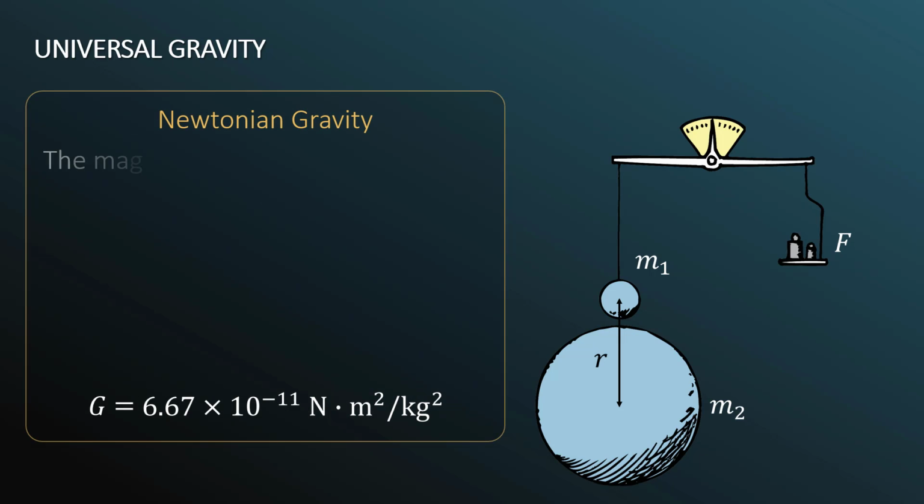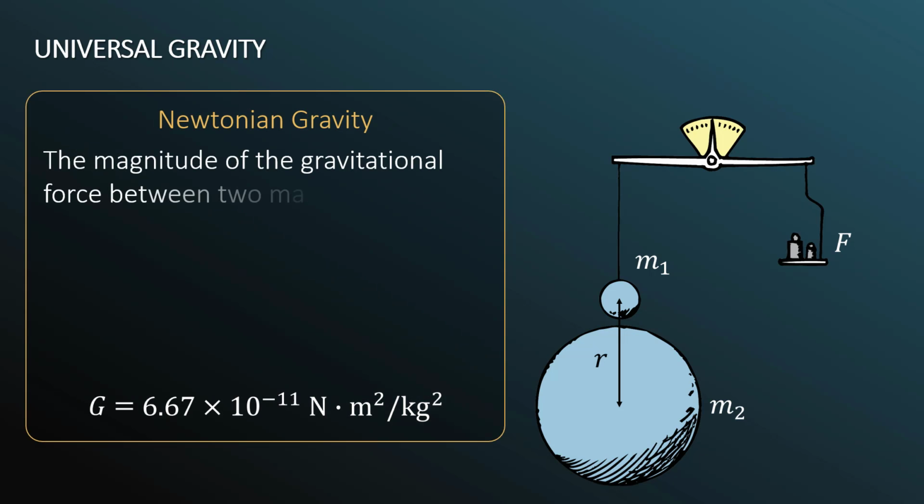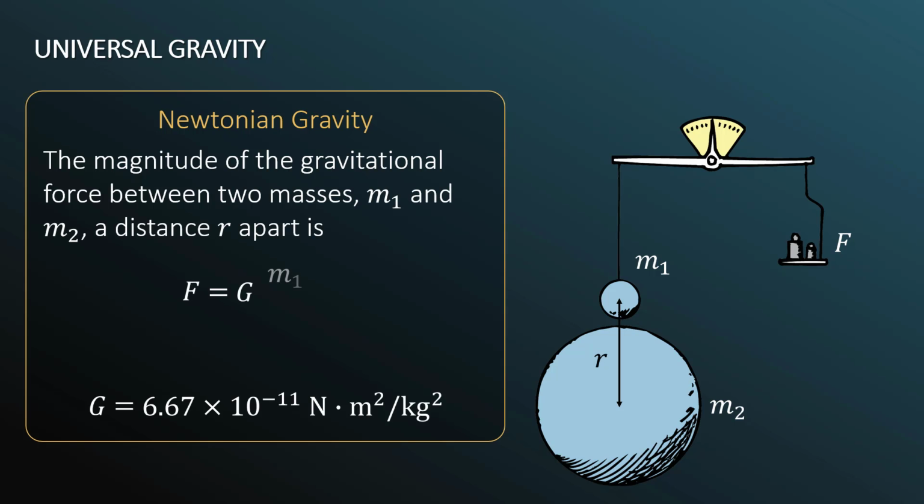In summary, Newtonian gravity is the magnitude of the gravitational force between two masses m1 and m2 a distance r apart, simply written as F equals G times m1 times m2 divided by r squared. And that gravitational constant, that capital G, not to be confused with lowercase g that we've used in this course, has this 6.67 value, very, very small.